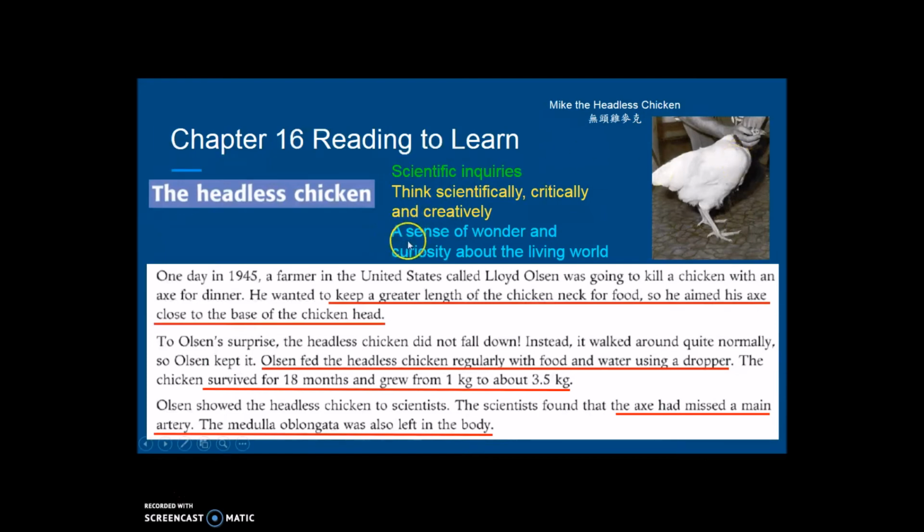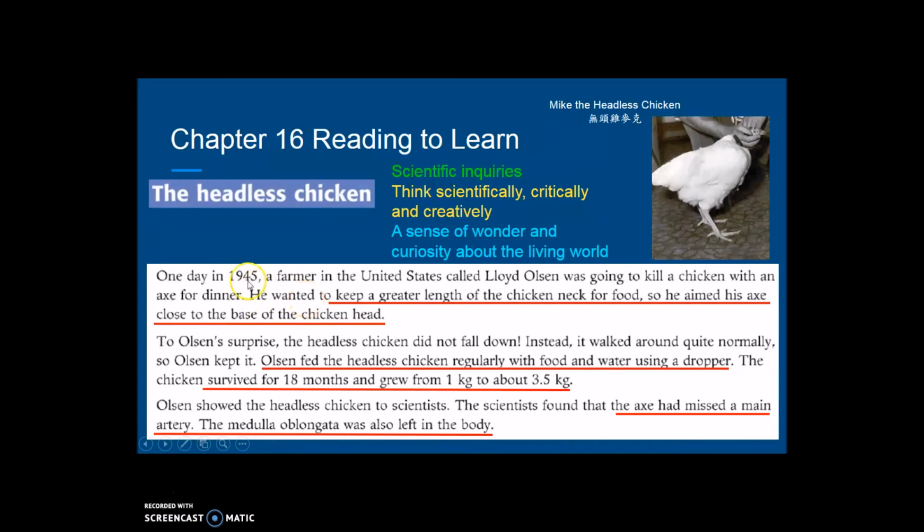Also we need to develop a sense of wonder and curiosity about the living world, because in nature there are just so many amazing life forms. No matter whether you can imagine them or cannot imagine them, they are really in the world, but just at this moment we cannot find them at all.